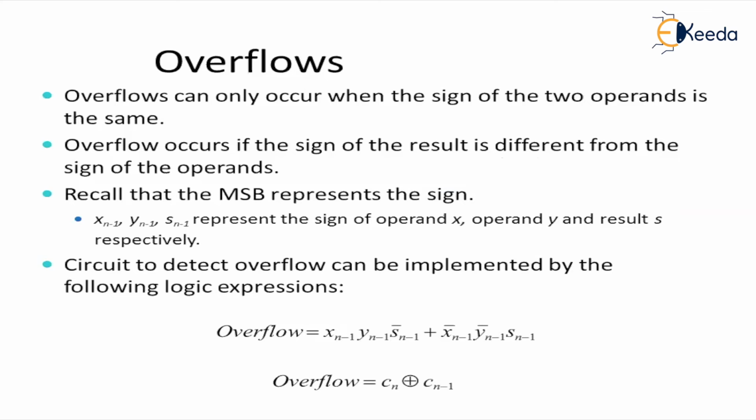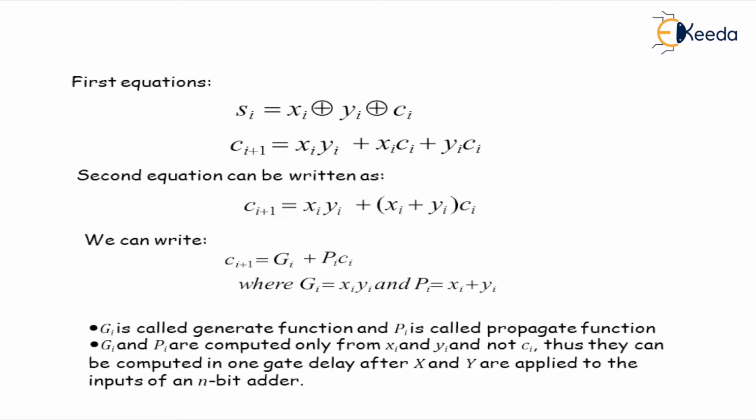Now, the most significant bit represents the sign. x of n minus 1, y of n minus 1, s of n minus 1 represent the signs of the operands x, y, and the result s. So there is a formula for implementation of the overflow logic. Overflow is equal to x of n minus 1 into y of n minus 1 into s of n minus 1 bar, plus x of n minus 1 bar into y of n minus 1 bar into s of n minus 1. And overflow will be equal to c of n XOR c of n minus 1, that is for the overflow bit.